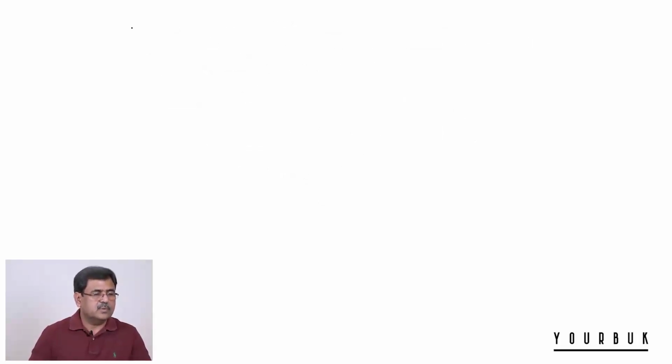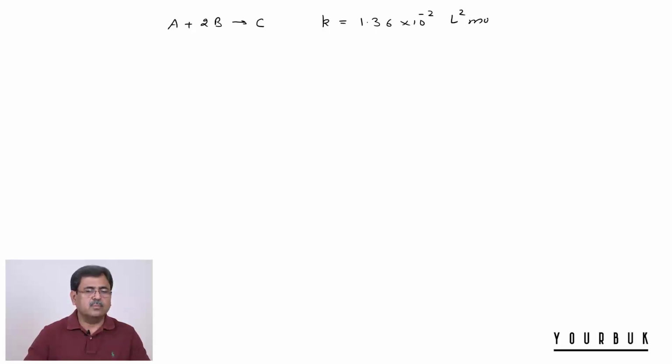Now next, if the value of the rate constant is given, we can also calculate the overall order of a chemical reaction. For example, this reaction is given: A plus 2B gives C. This reaction has a rate constant at a given temperature equal to 1.36 into 10 raised to power minus 2 liter square mole minus 2 and second inverse. Now the question is, what is the overall order of the chemical reaction?